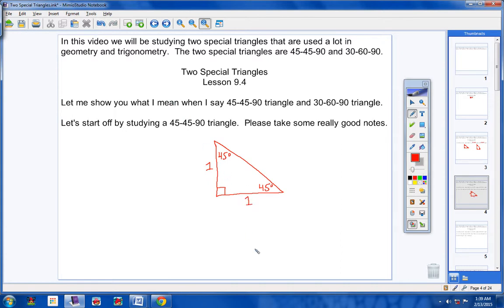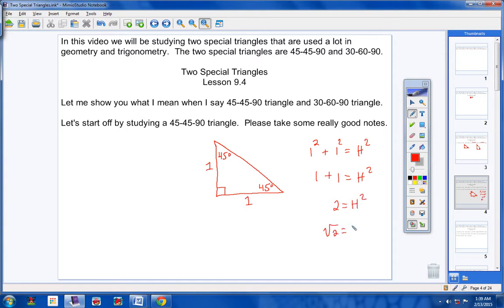Got it? Now off to the side, I want you to find this hypotenuse by using Pythagorean's theorem. So L squared plus L squared equals hypotenuse squared. 1 times 1 is 1. 1 times 1 is 1. 1 plus 1 is 2. Take the square root of both sides.